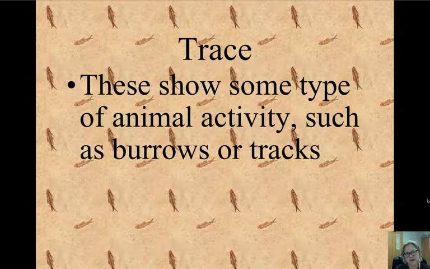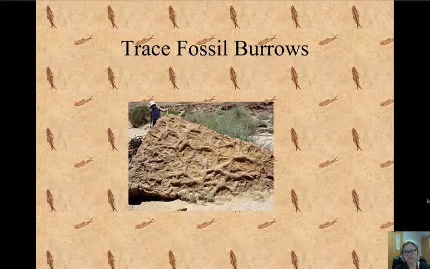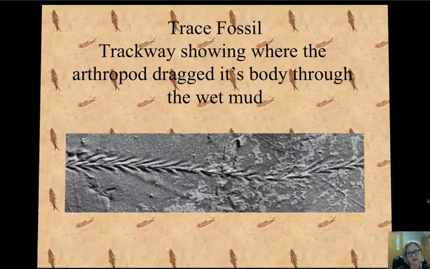And finally, we're going to talk about trace fossils. These show some type of animal activity such as burrows or tracks, worm burrows, dinosaur tracks. So these are worm burrows, huge old trace fossils. Right? There's no animal in there, there's no body, it's just sort of a burrow that's left behind so we can learn about how they lived.